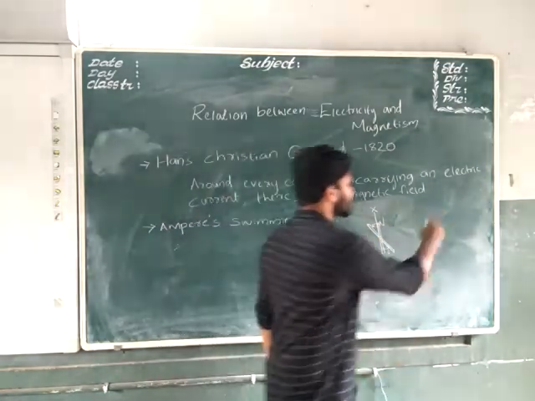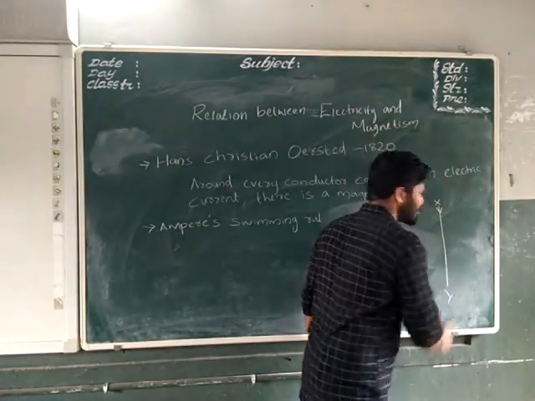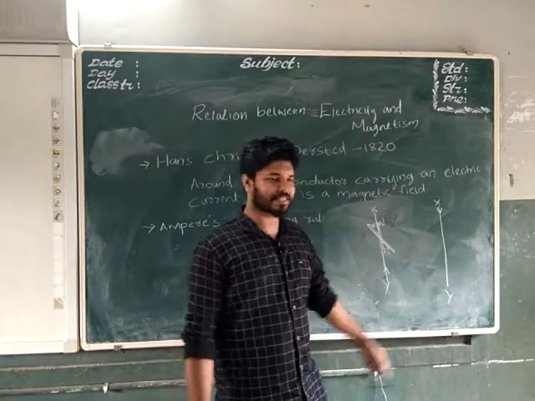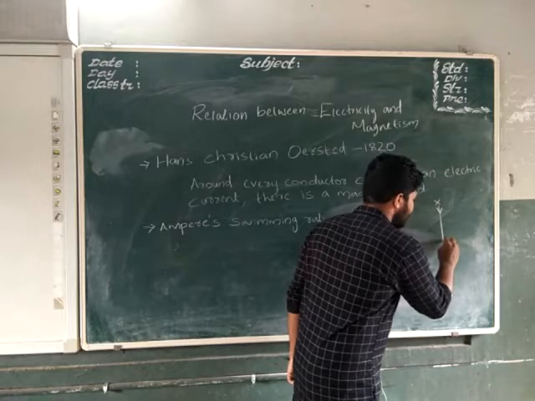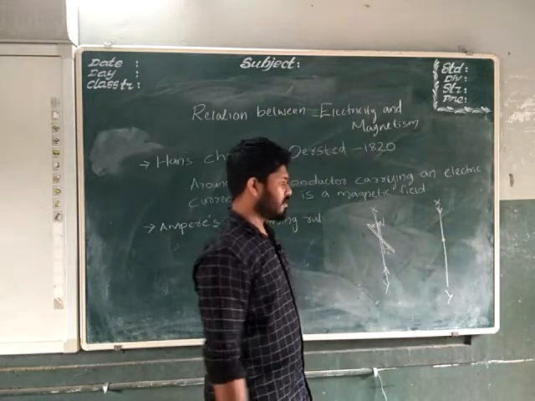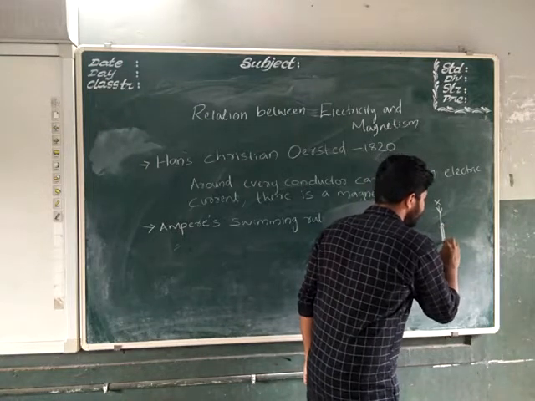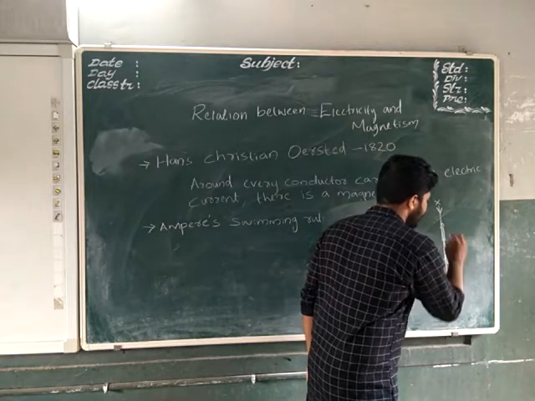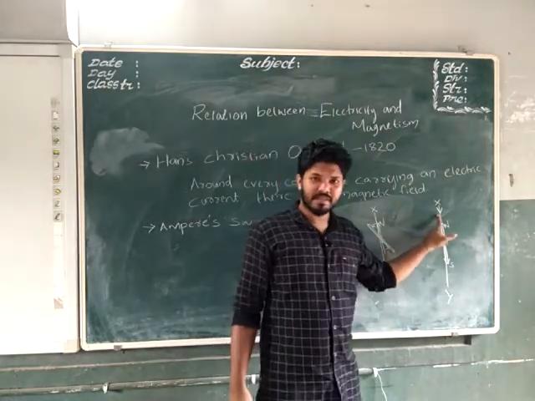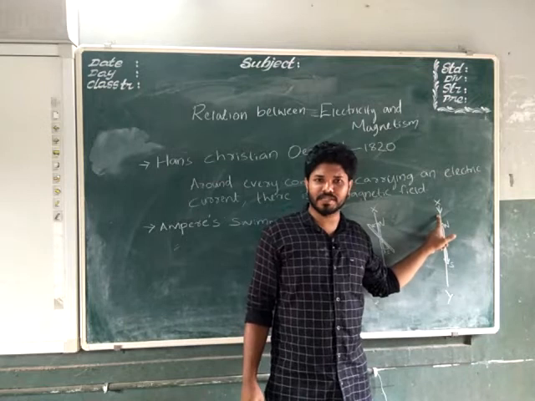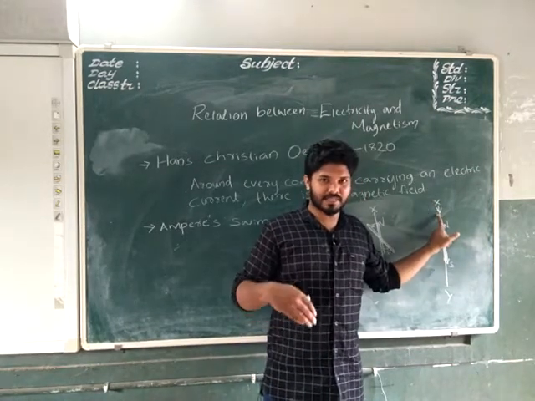In the next case, let us imagine we are swimming from x to y. That is, the current is passing from x to y. At this time what happens? Here is the magnetic needle. Here is the north pole. Here is the south pole. Again, the north pole is deflected towards the left side. We are swimming from x to y. So our direction is from here.